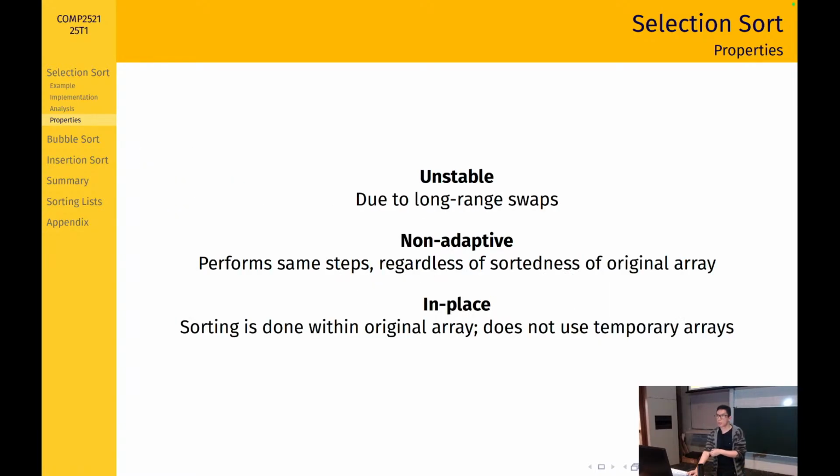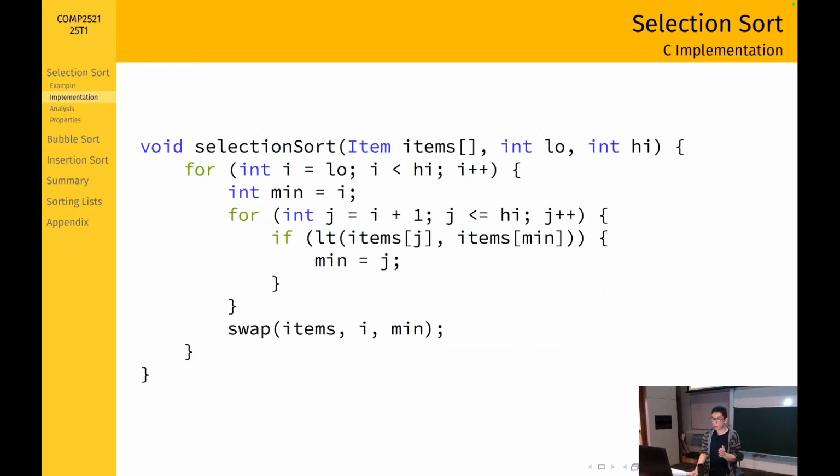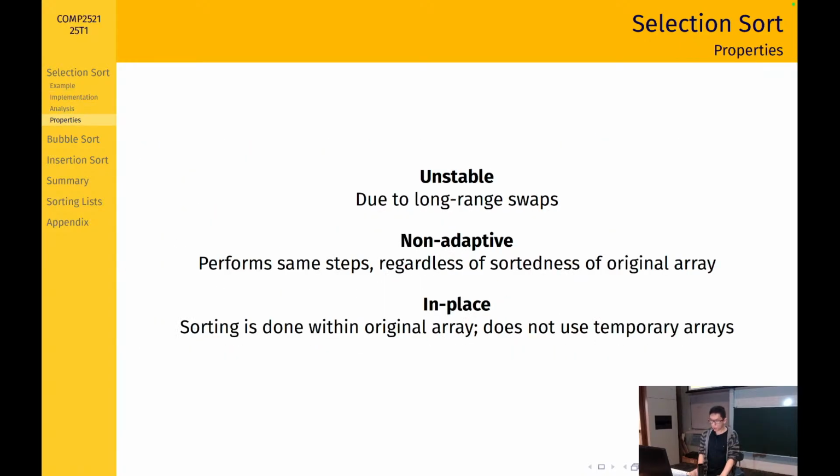Okay, so in summary, for selection sort, first of all, it's unstable, right? And another thing is that it's not adaptive, right? The algorithm doesn't do anything to help sort sorted arrays quicker. It always needs to loop through the entire array to find the smallest item at each iteration. Okay, and selection sort is in place, so it doesn't use any temporary arrays.